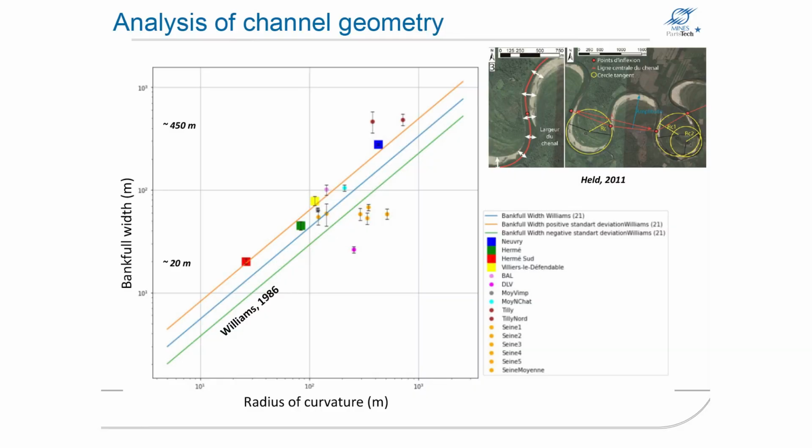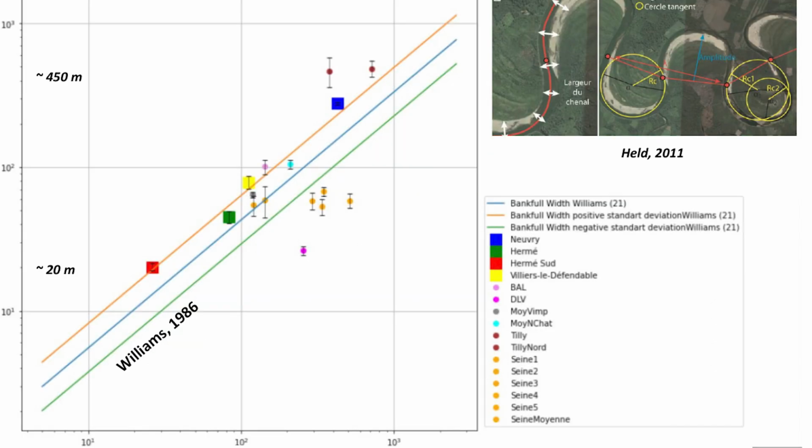The reason why we're looking at channels that we can look at properly is because we can do some measurements, and we're doing some tests on looking at the radius of curvature versus bankfull width. Bankfull width is basically measuring the distance between the two levees of the channels, and radius of curvature is basically fitting circles on the bends of the channels. And there are some empirical relationships which exist.